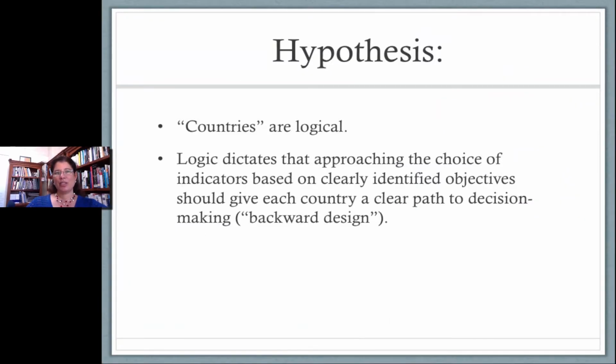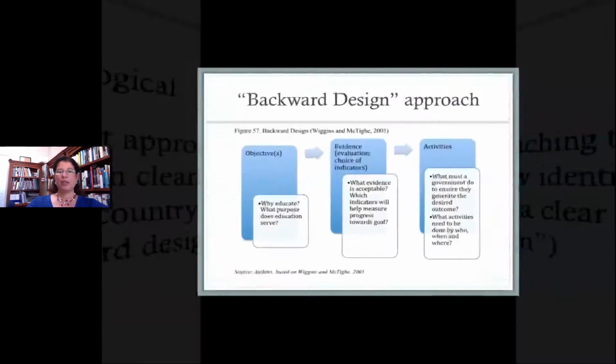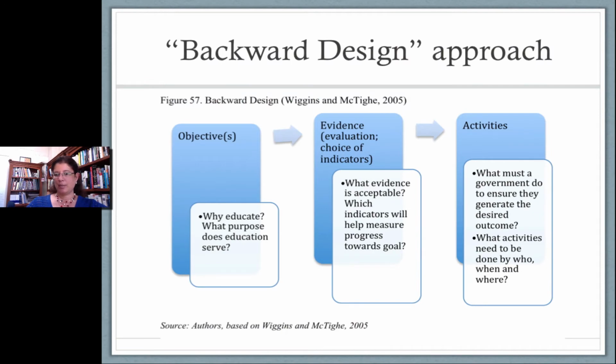So we started off with this general hypothesis that countries are logical, even though we know that countries don't make decisions, individual people do. But if there was a logic to this process, then approaching the choice of indicators would be based on clearly identifying objectives. And this follows a backward design concept. Basically, there's only 3 steps in backward design.